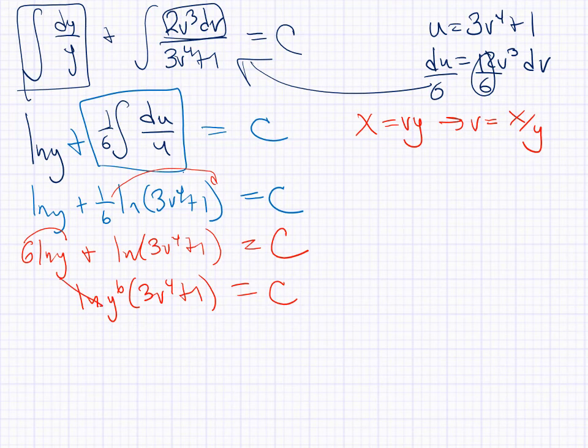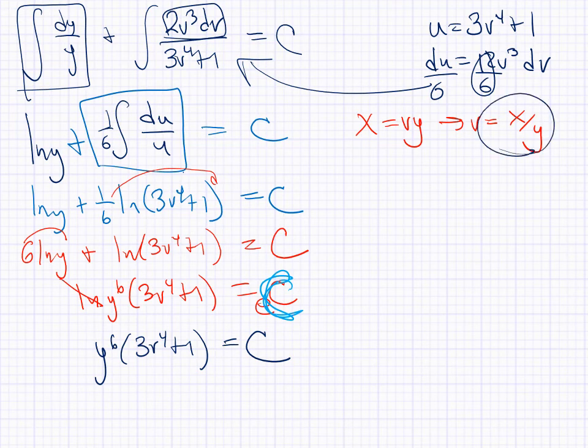Exponentiate both sides. That gets rid of this log here. This becomes e to the c, but e to the c is still just a constant. So this is now looking better. y to the 6th times 3v to the fourth plus 1 equals c. I think now is a good time to resubstitute. So y to the 6th times 3 v to the fourth, so it'd be 3x to the fourth over y to the fourth, plus 1 equals c.